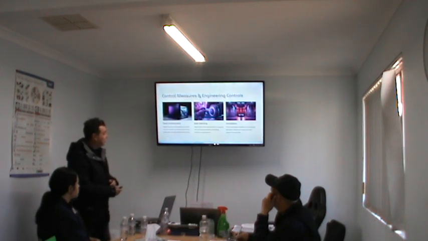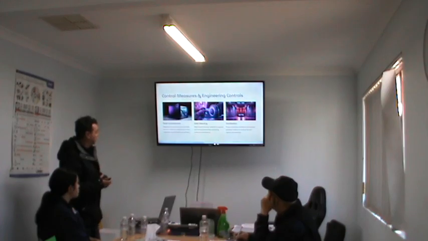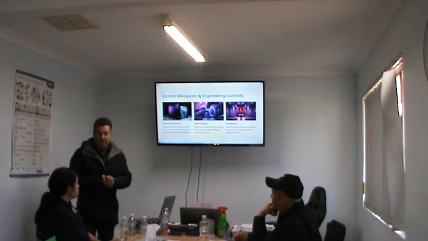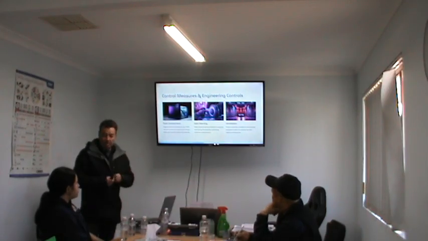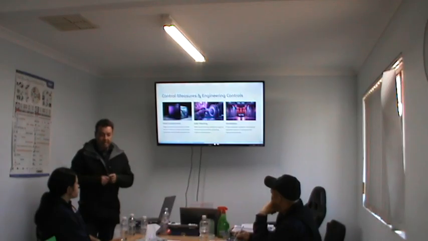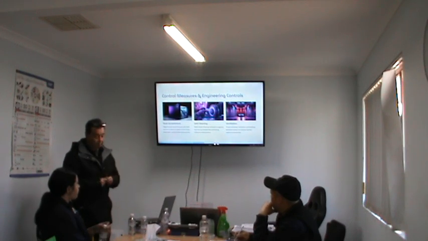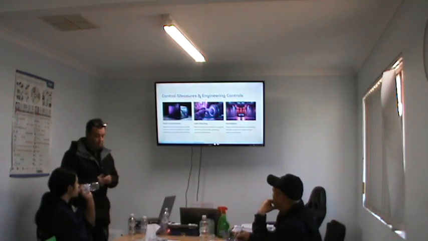Moving along to the next slide. Control measures. Engineering controls. So that first picture there is showing us dust containment. The ideal way to contain brake dust is using a proper HEPA vacuum system. Vacuum all that brake dust out and it goes into a separate container for disposal as per the Environmental Regulation Act.